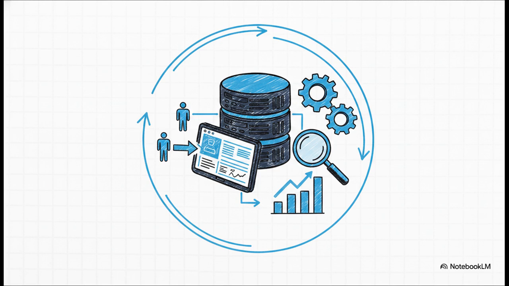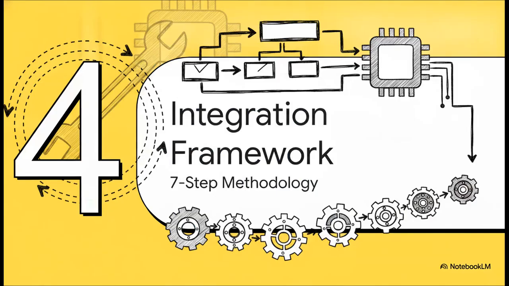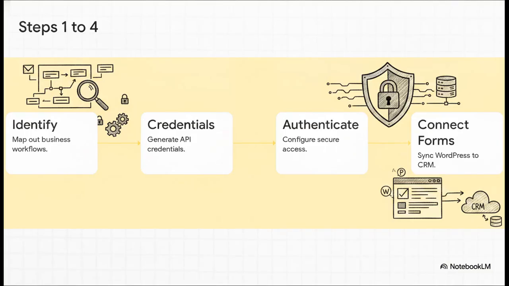In turn, that faster, flawless workflow automation creates a completely frictionless customer experience while giving you highly accurate, improved reporting. This right here is what a professional-grade business operation actually looks like in practice. Section 4. The 7-step integration framework, a proven methodology. So the crucial point here is that you cannot just wing this. Setting up integrations requires a proven step-by-step methodology to ensure flawless execution every single time.